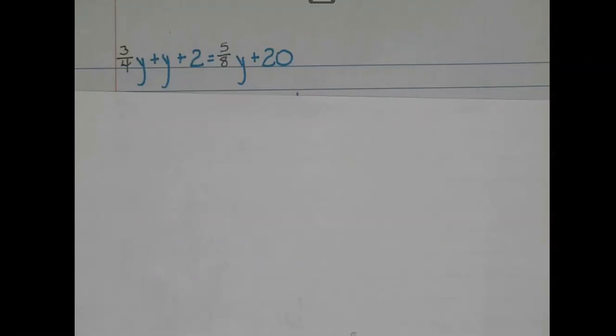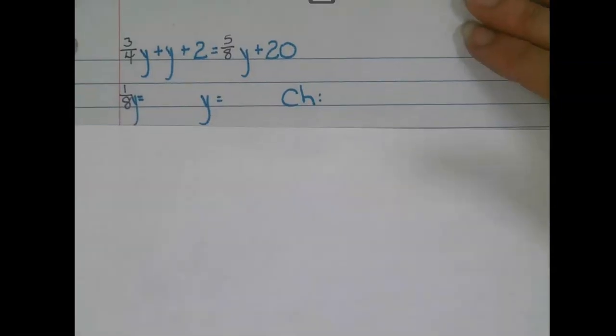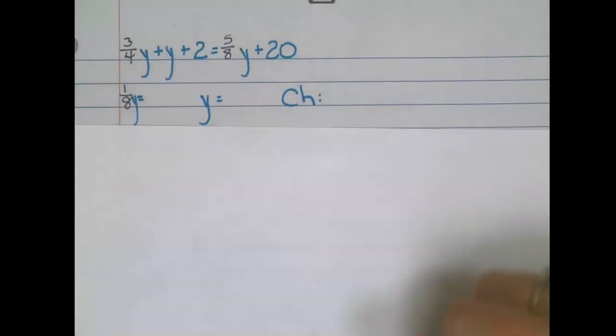So now we're going to solve the same sample problem, but instead of substituting letters for our fractional values, we are going to maintain our fractional values. So again, we are looking at 3/4 of y plus 2 equals 5/8 of y plus 20. We're still looking at our common denominator of 8, and so we will be solving for 1/8 of y, and then the check.